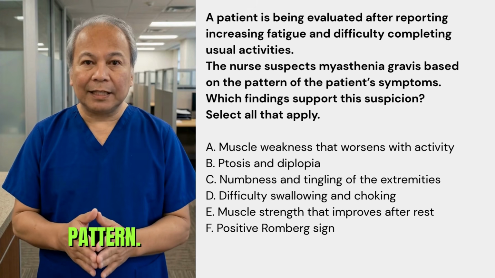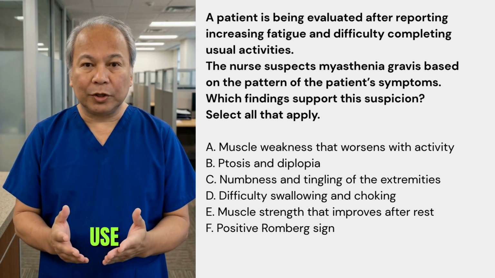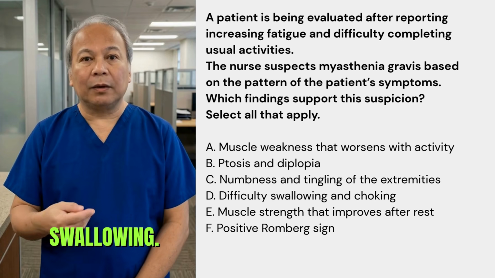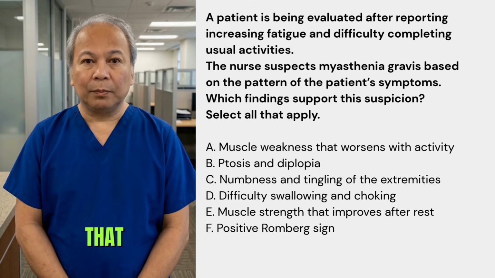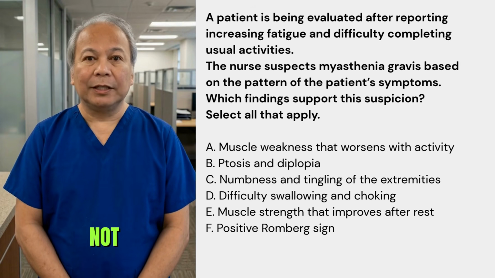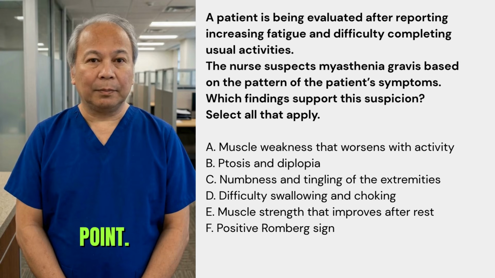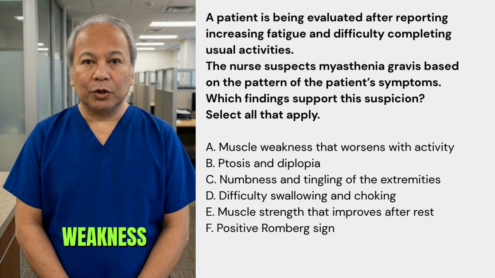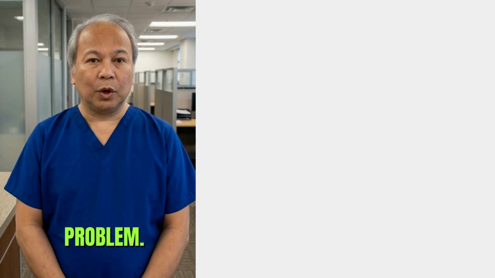Here is the NCLEX pattern. Myasthenia gravis equals muscles get weaker with use and stronger with rest. Think eyes, swallowing, speech, respiratory muscles. And remember that the patient generally does not lose sensation. One more priority point. If a patient with myasthenia gravis suddenly develops worsening respiratory weakness or difficulty handling secretions, that becomes an airway and breathing problem.